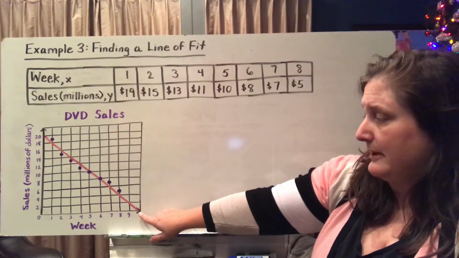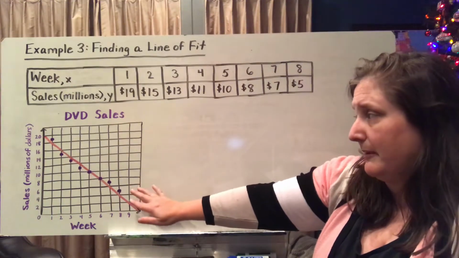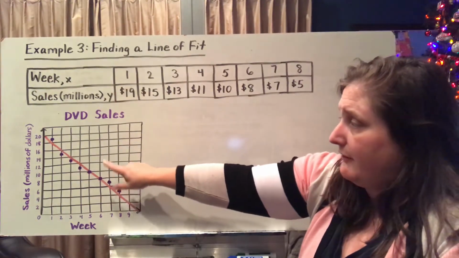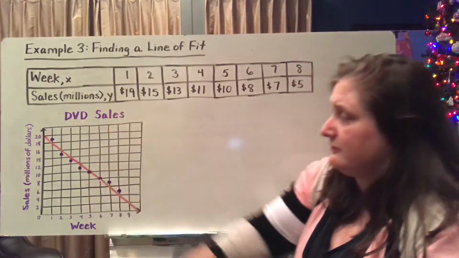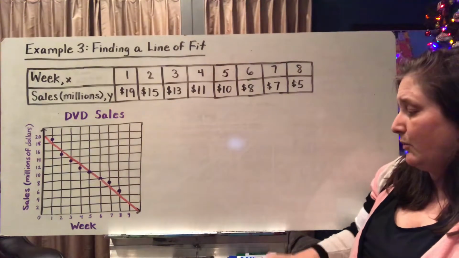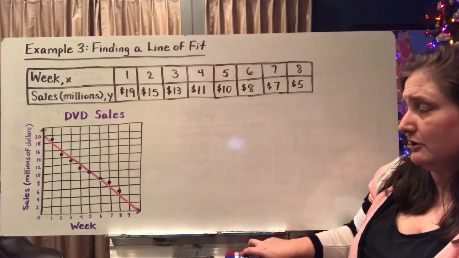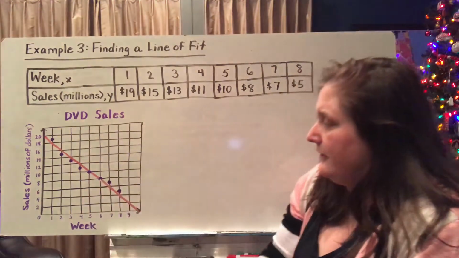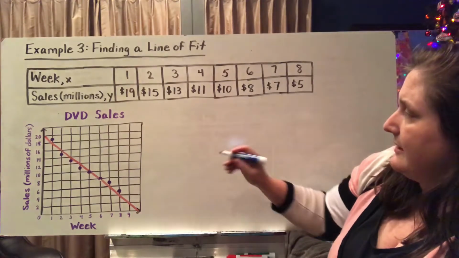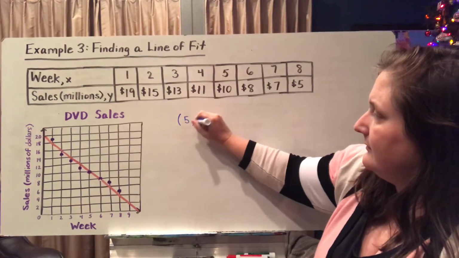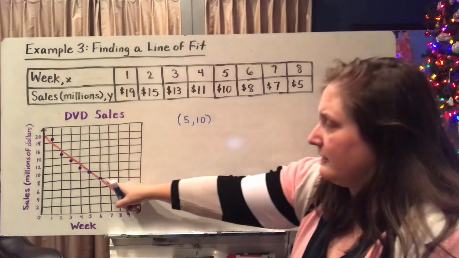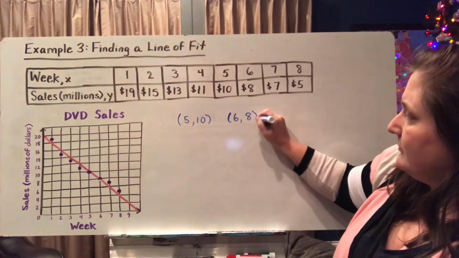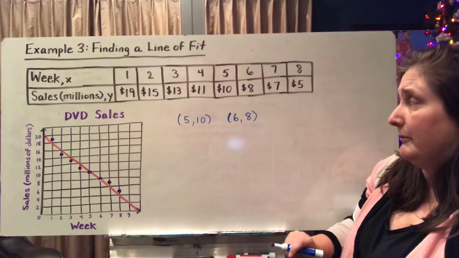I tried to have, my line went through some points, but I tried to have some above, some below, and make it fairly even. So I have here 3 points above, 3 points below, and it looks like it goes through these 2 points. So I want to write an equation for this particular line that I put on the graph here. So since it goes through this point right here, and this point is (5, 10), I'm going to use that as one of my data points. And it also looks like it goes through this one right here, which is (6, 8). So I'm going to use these two to find the slope of my line.